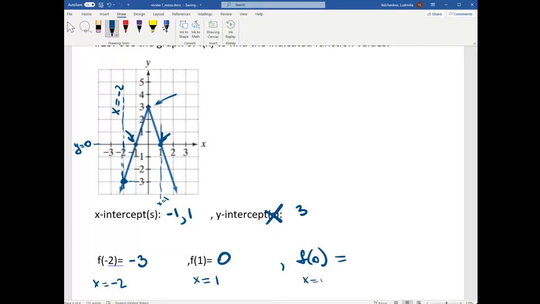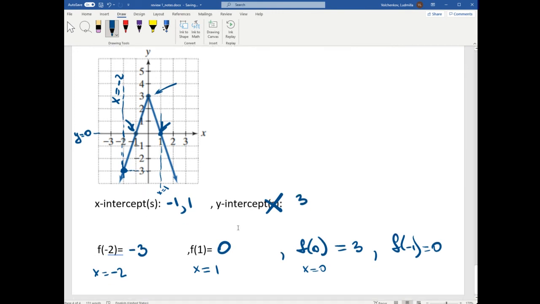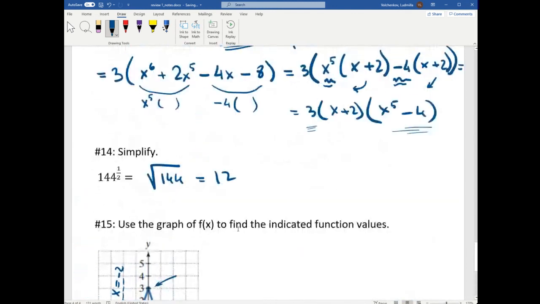So we can also find f of 0. It means that x equals 0. It is a vertical line. The point on the graph, the y value on this line is 3. Or let us find f of -1. When we look at the vertical line x equal to -1, it crosses the graph at the point where y equals 0. Okay, I think it was the last question on the review.